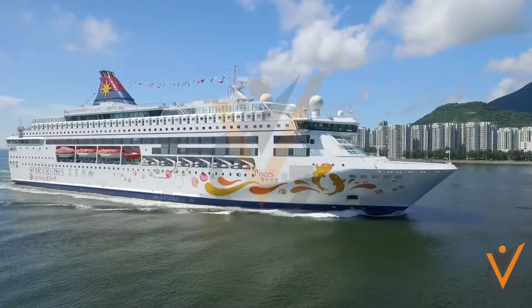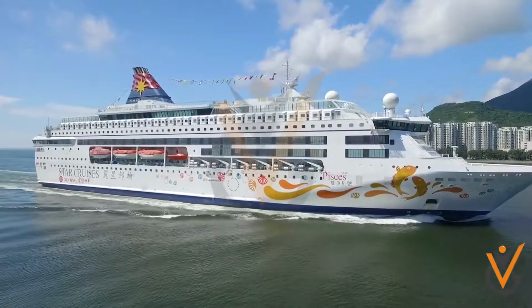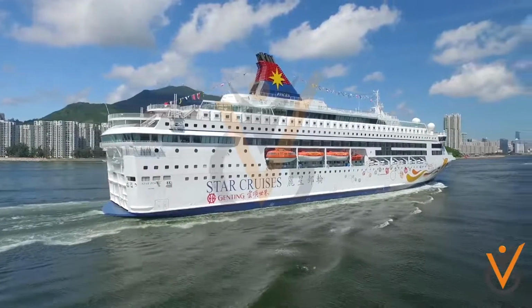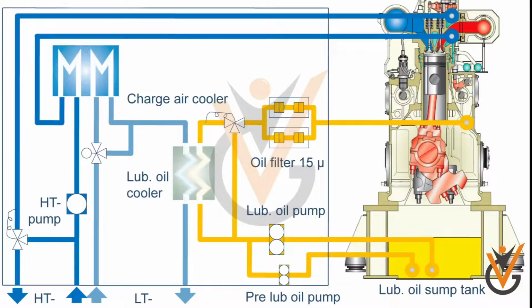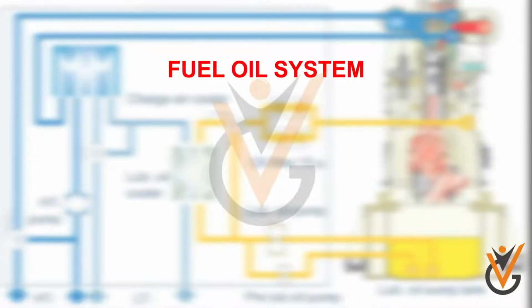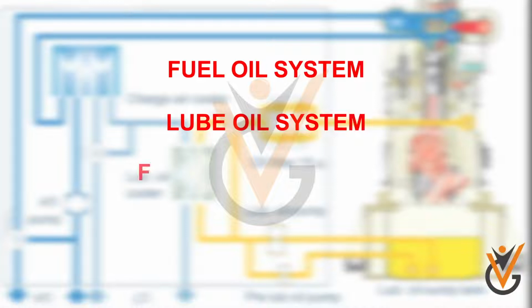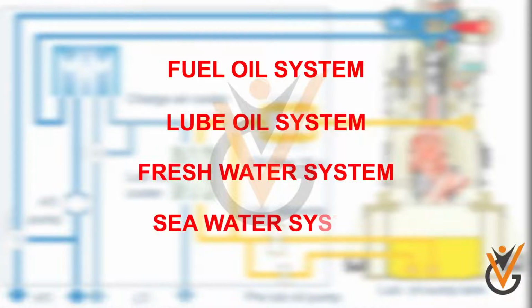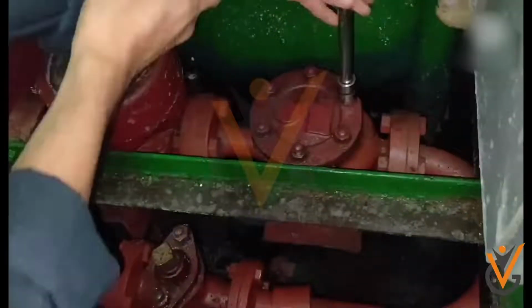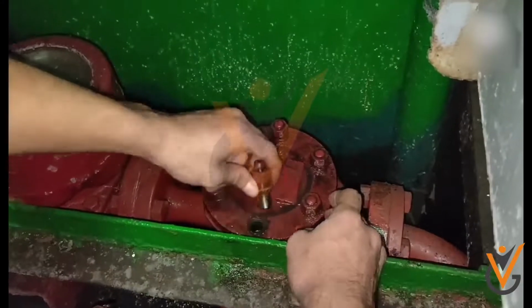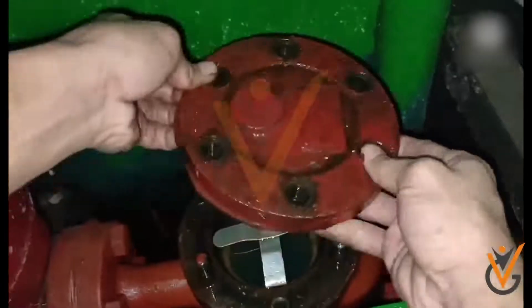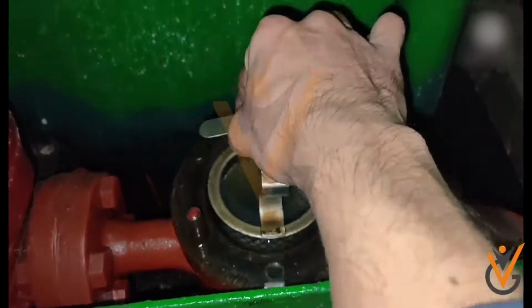Ocean-going ships are basically small, standalone, self-propelled cities. There are many systems on board ship, like fuel oil system, lube oil system, fresh water system and sea water system, where we require filters. In order to have safe and problem-free operation of filtration systems on ships, proper maintenance is a must.